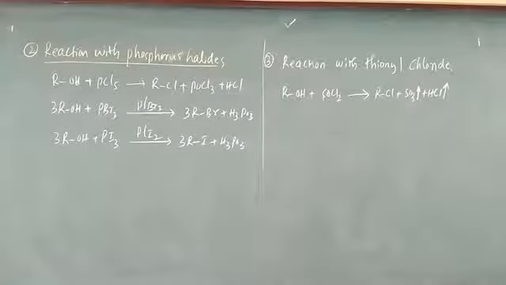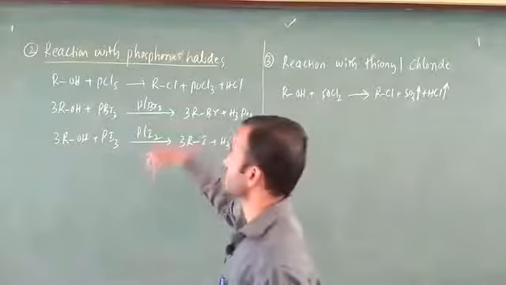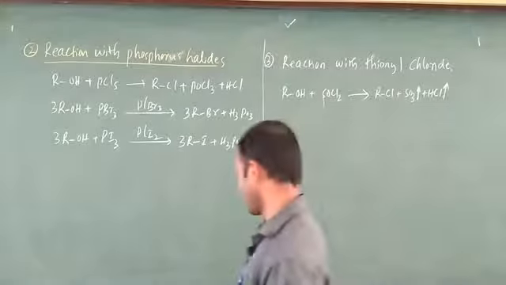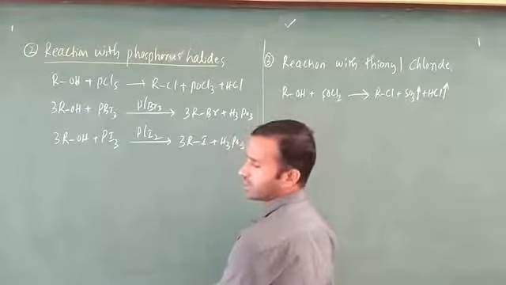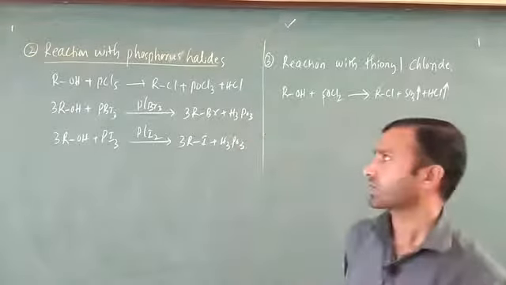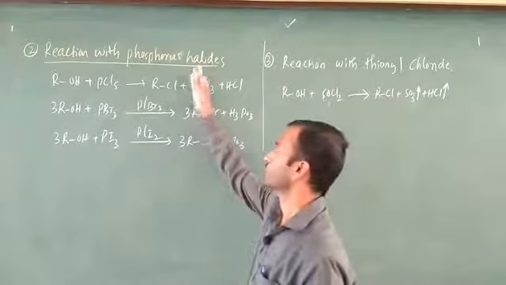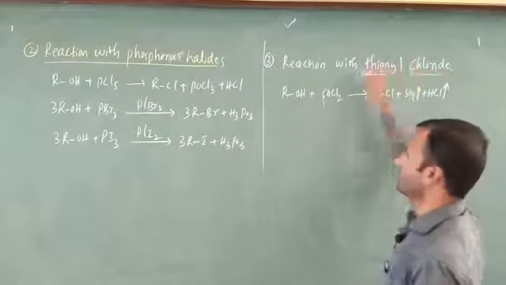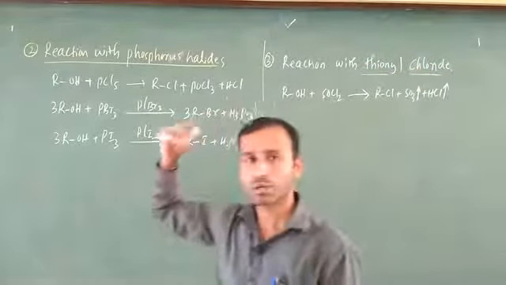Okay friends, the next reaction, this is the second one. The first one is reaction with halogen acids, that is HCl, HBr, HI, completed. That is reaction with haloalkanes. So the second one is reaction with phosphorus halides. The third one is reaction with thionyl chloride. All these reactions are almost covered in haloalkanes and haloarenes only.